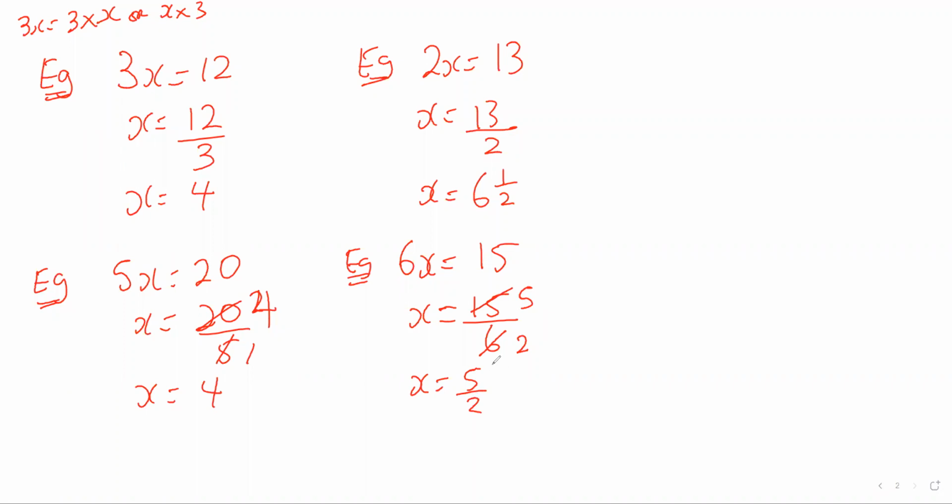Right? To be more specific, this is an improper fraction. Can't cancel further, but we could convert it to a mixed number. 2 into 5 is 2, remainder 1. So this is 2 and 1/2. Right? So we're going good here. Nice. We're looking at some more examples here, students. Pay attention. I'll give all a chance to write after.